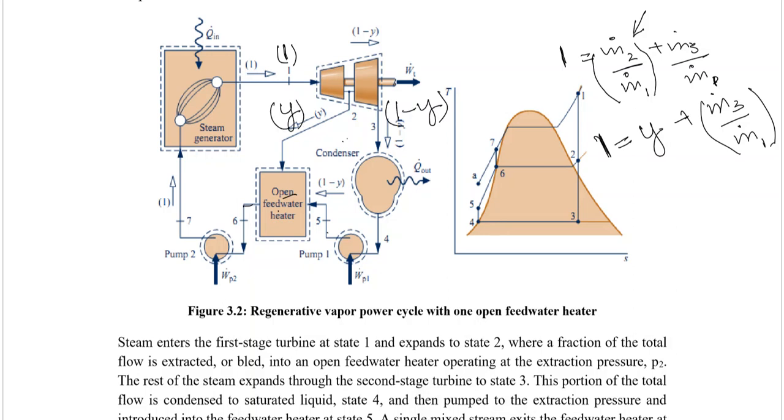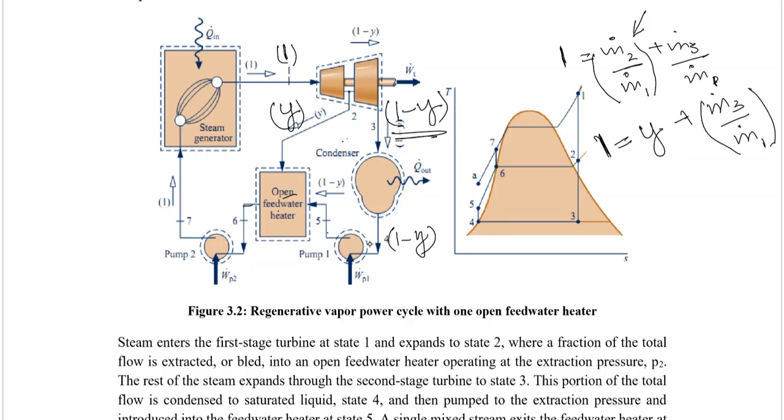In other words, total mass 1 is entering at state 1. A fraction of the mass Y is taken out at state 2, and the rest of the mass, 1 minus Y, is expanded in the second stage of the turbine. Now let me balance the whole cycle. This mass, 1 minus Y, will be condensed. So we have 1 minus Y over here as well.